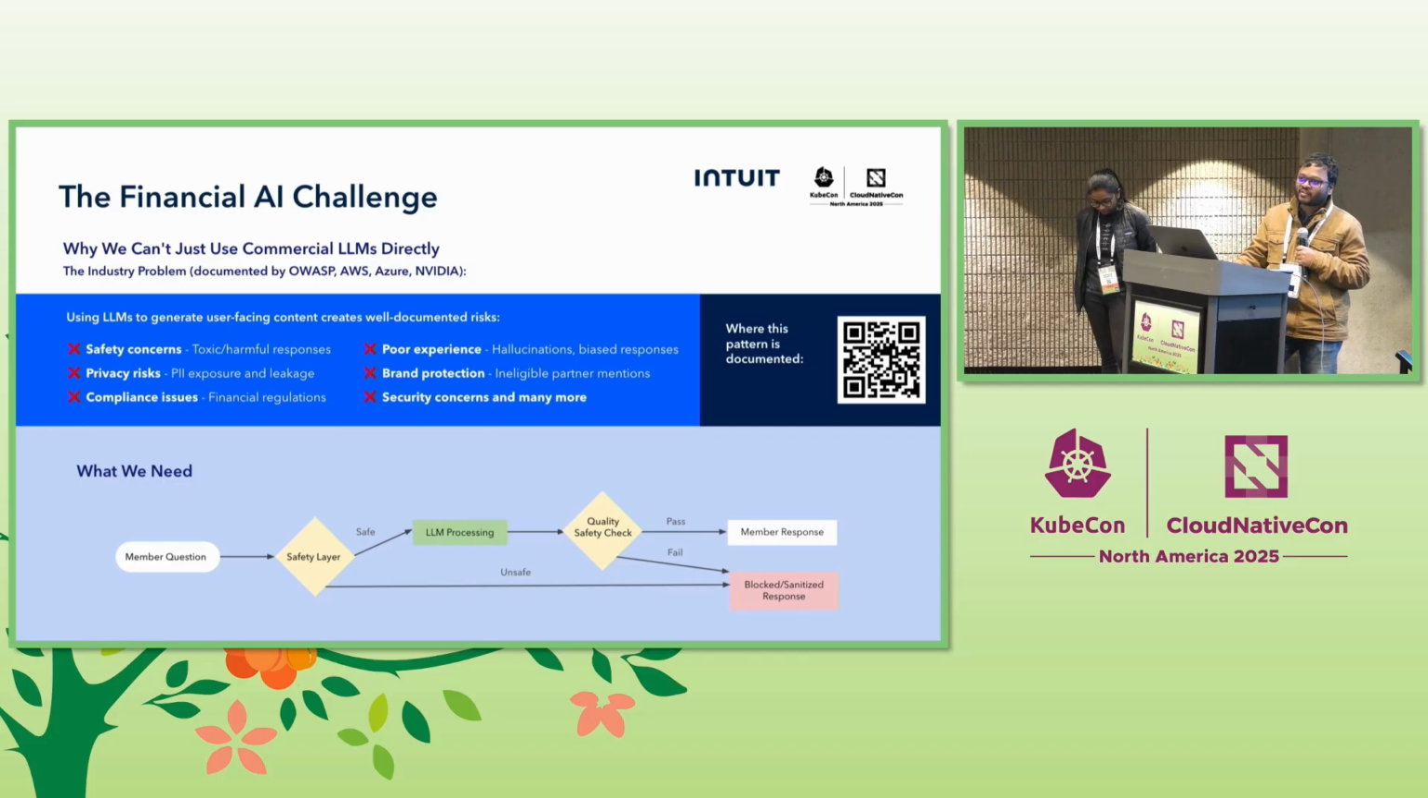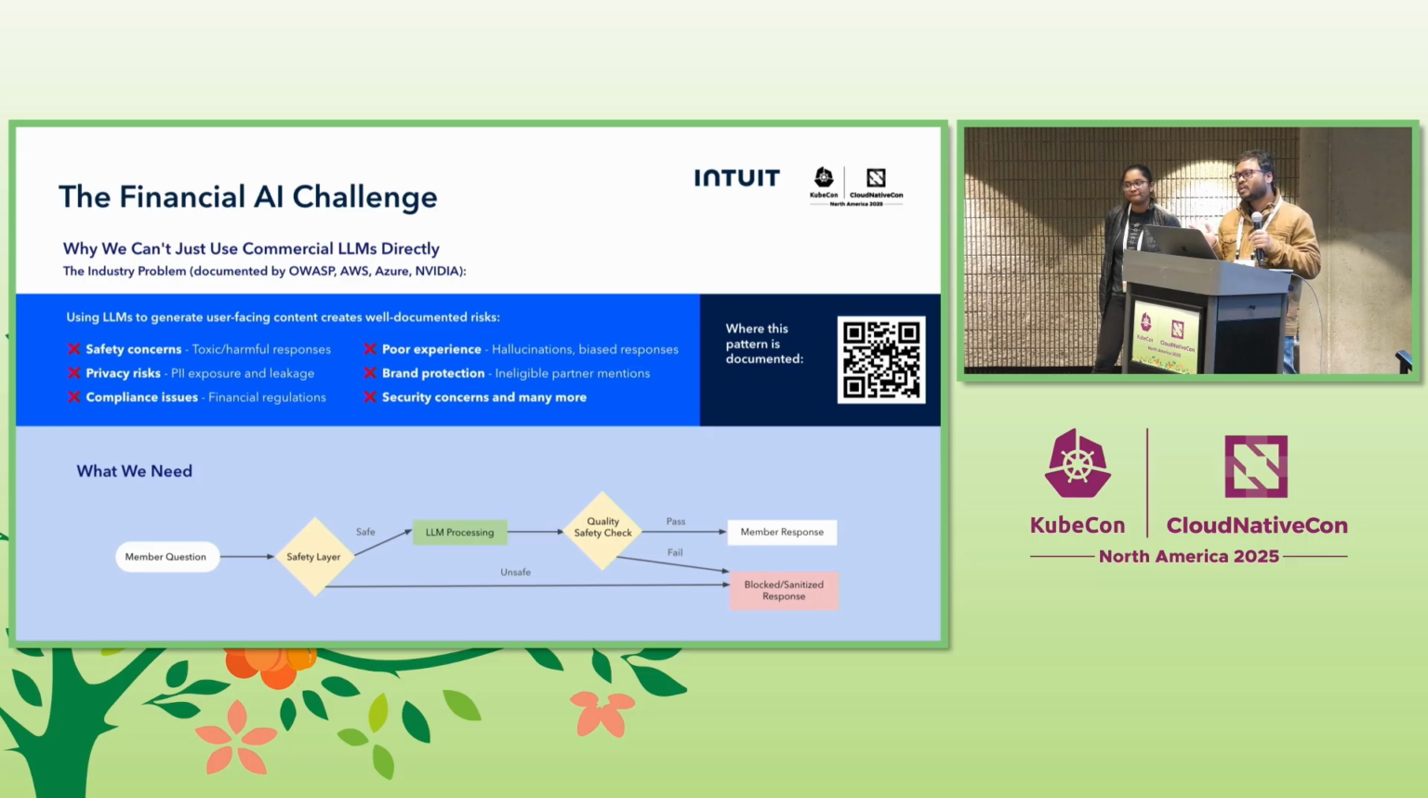So there is a need for a safety layer before you are sending any requests to the LLMs, and also a need for a safety layer after you get a response from the LLMs. These safety layers act as your guardrails before you surface any content to the user. I'll talk about these safety layers in the next two slides.